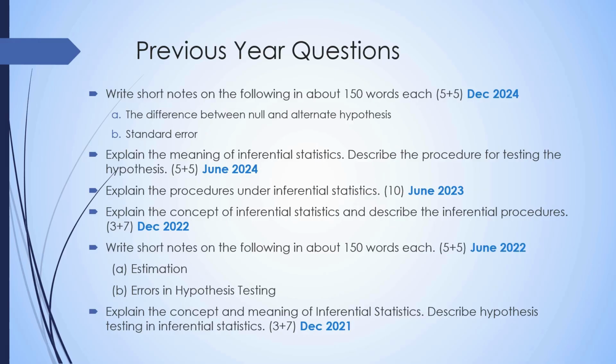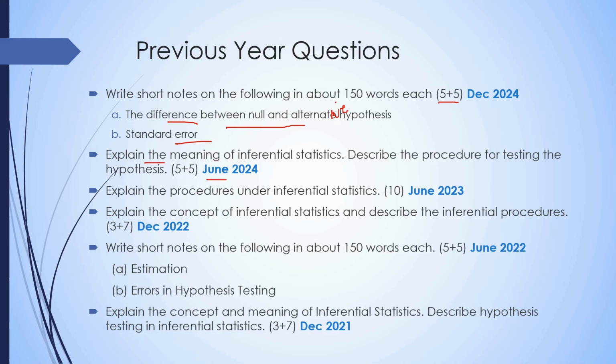The latest one, December 2024. The question that came is, write short notes on the following in about 150 words each, 5 plus 5. The difference between null and alternative hypothesis. Sorry, this should be alternative hypothesis. And standard error. So you have to write 150 words on each of these. You get 10 marks.